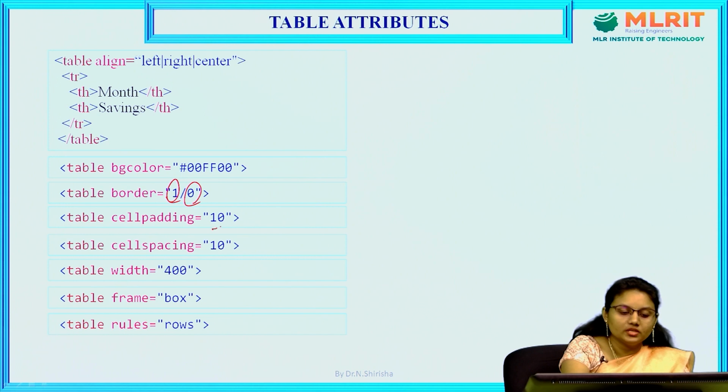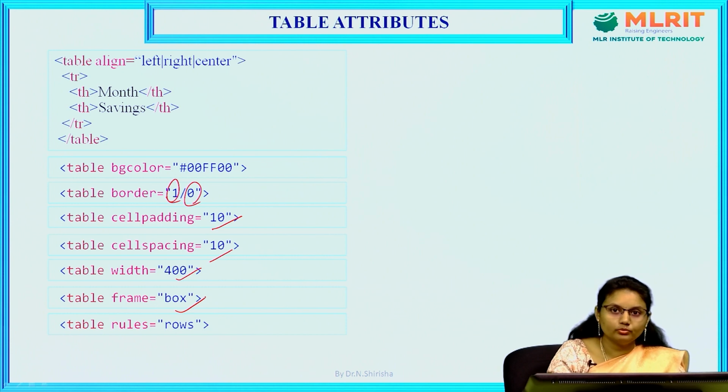Cell padding, so here the value can be given. It may range from 1 to 10 according to the requirement. It can also be given beyond 10, but that is not required actually. Then width, what width you want for the table, that can be given. Frame, what type of frame, whether box or round frame, so like that the frame of a table can be given. Rules, like rows, it is given.